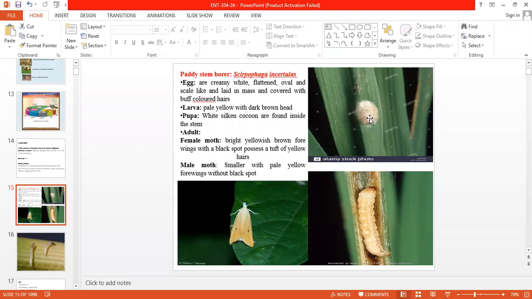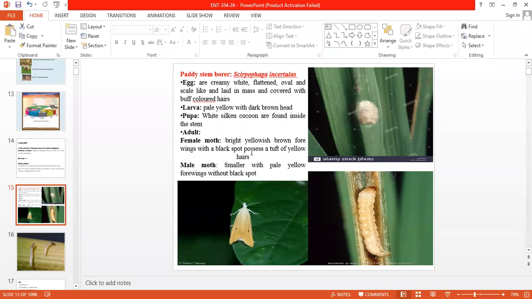Each female deposits how many eggs? 170 to 200 eggs in groups, and these eggs are covered with hairs for protection from natural calamities and biotic factors. So the specific site of oviposition is the upper surface of leaf tips. There they oviposit their eggs.